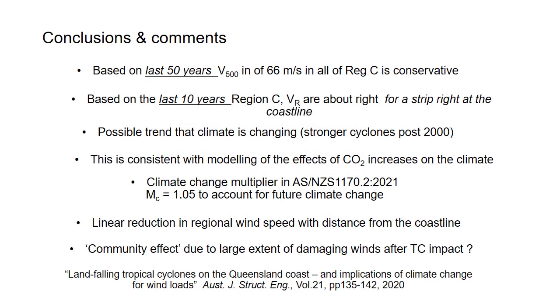Well, now we can draw some conclusions from all this information I've been talking about over the last few slides. Based on the 50-year period from about 1970 to 2020, you recall that the value for the 500-year average recurrence interval gust in 1170.2 of 66 meters per second corresponds to about 3.6 impacts of very severe tropical cyclones in a decade, whereas over the 50-year period it's been somewhere between 1 and 1.6. So this indicates that the standard is actually quite conservative based on the 50-year period.